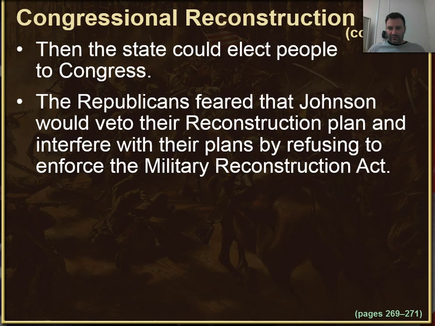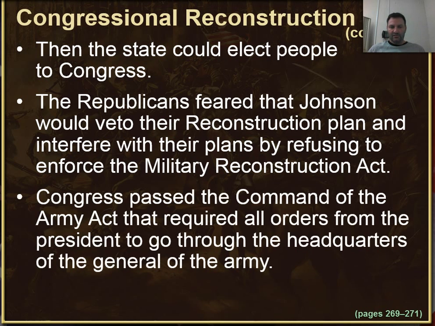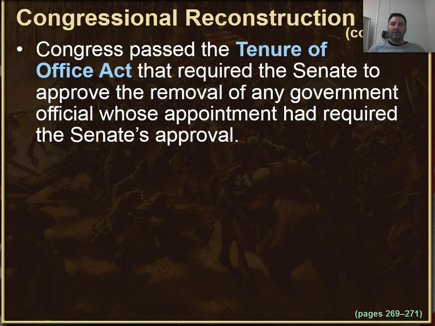Republicans feared that Johnson would veto their Reconstruction plan and interfere with their plans by refusing to enforce the Military Reconstruction Act. So, Congress passed the Command of the Army Act that required all orders from the President to go through the headquarters of the General of the Army. Congress passed the Tenure of Office Act also that required the Senate to approve the removal of any government official whose appointment had required the Senate's approval.